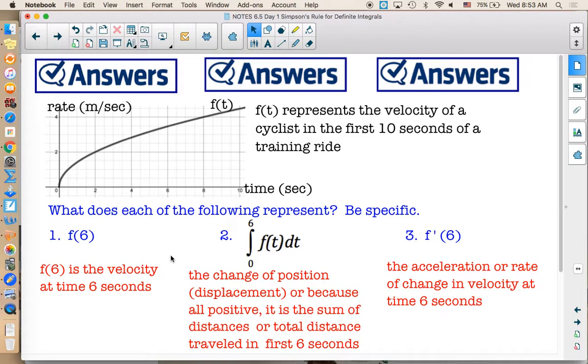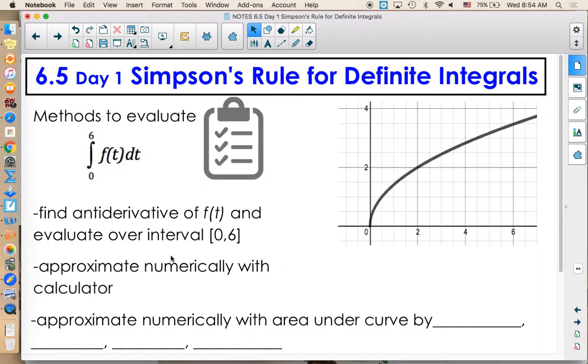Since they are all positive values of the velocity, it is fair to say that the sum of the distances traveled would be okay here. Normally you'd need an absolute value here, but all the values of the velocity are positive, or you could say because they're all positive that this is the total distance traveled in the first 6 seconds. Number 3 would be the acceleration, or the rate of change of speed at time 6 seconds, the rate of change of speed in the positive direction at time 6 seconds.